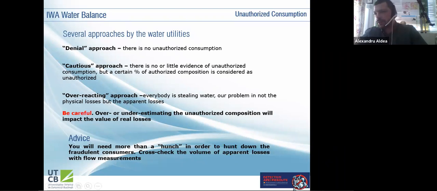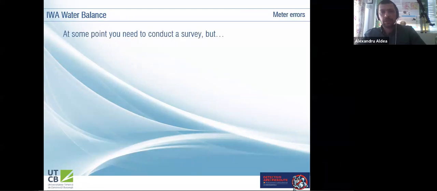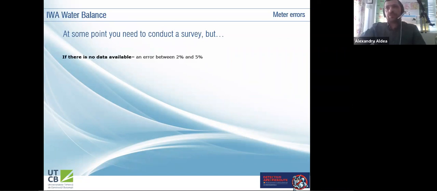I think, okay, I'll have to speed up a little bit. The meter errors. Of course, you have to conduct a survey at some point to see exactly what the meter errors are. But if you are at the beginning, if you are in doubt, I would suggest you choose a meter error between 2 and 5 percent. And next year, I guarantee you will have better data and this figure will be much more accurate.